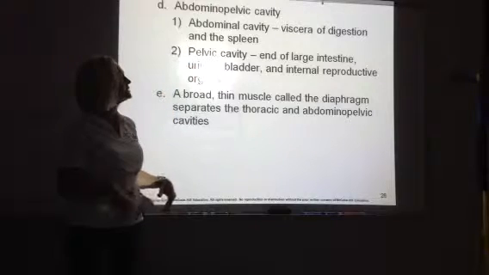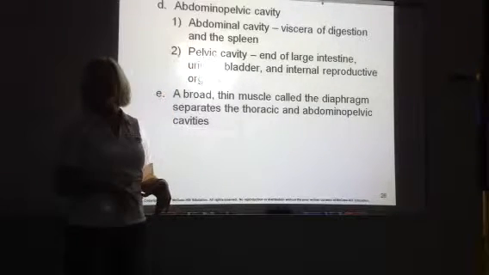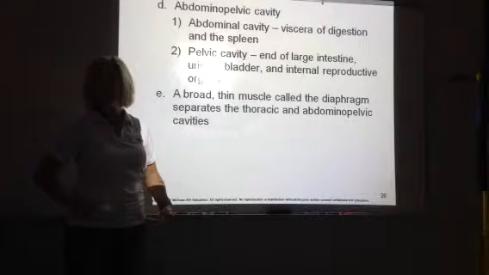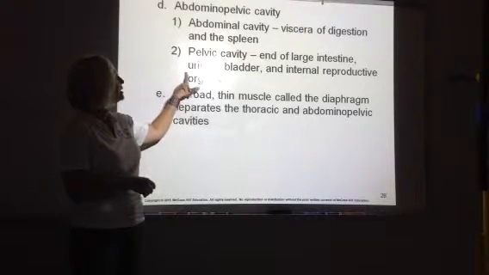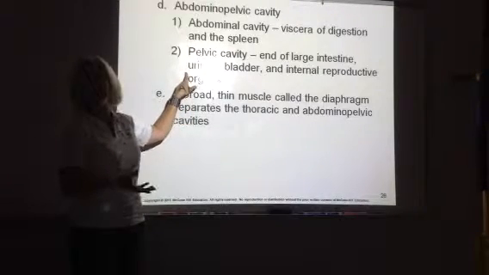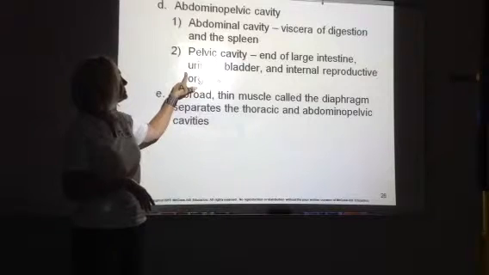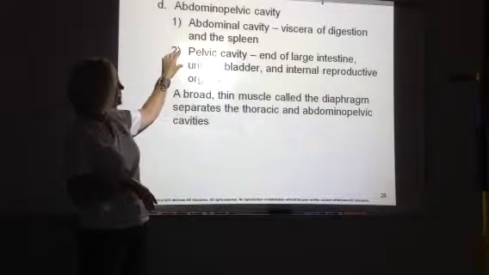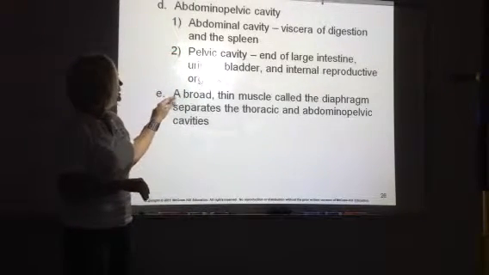Pelvic cavity sits a little bit lower, and that houses more of the bottom of your large intestine, along with your bladder and reproductive organs. So abdominal is on top, pelvic is on bottom.